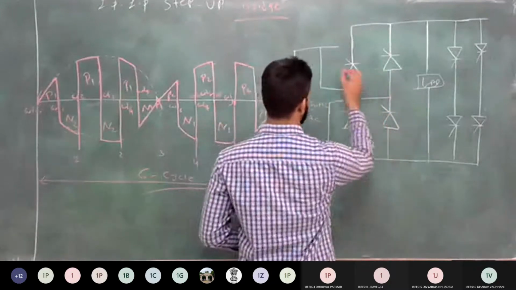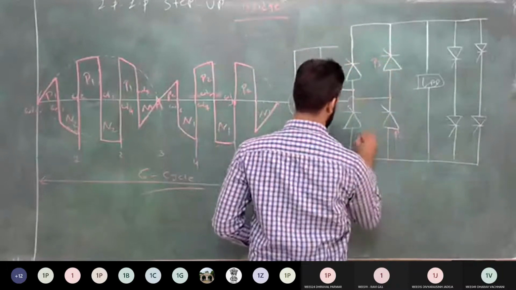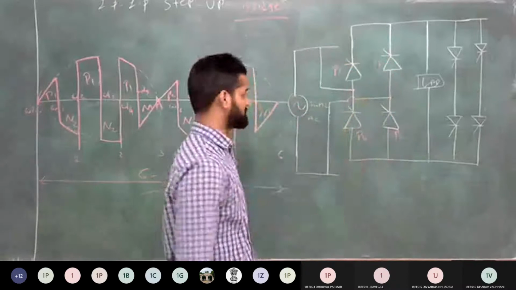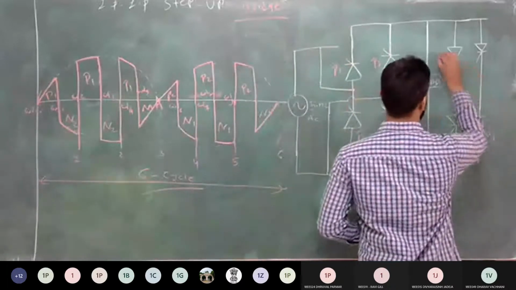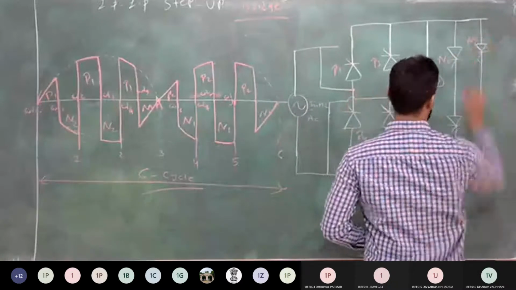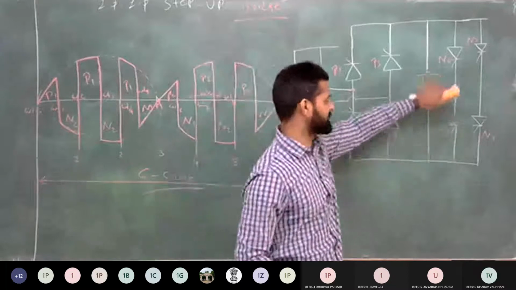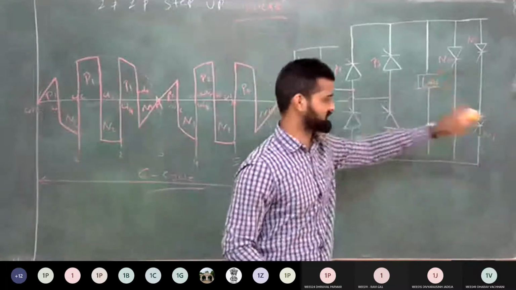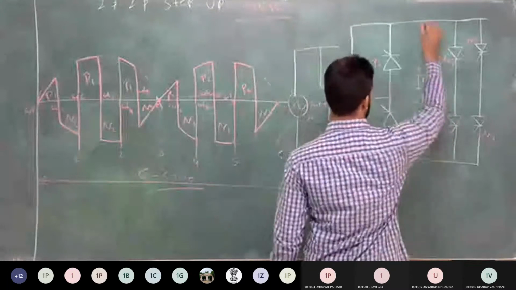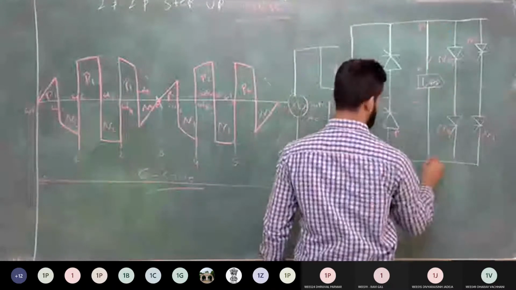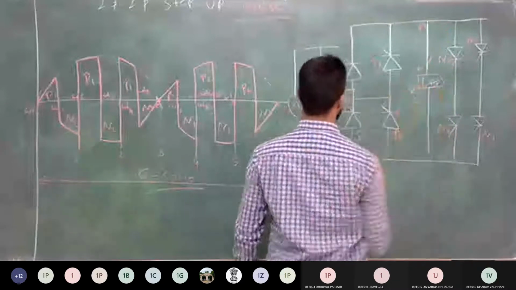Let's name these thyristors P1, P2, P3 and P4. It means they are positive group thyristors, all 4 of them. In the same way, here we have N1, N2, N3 and N4, which are negative group thyristors. Whenever you require negative voltage across the load side, you turn on these thyristors. The positive polarity is this one, and the positive direction of current is from A to O. This is the positive polarity of load voltage.